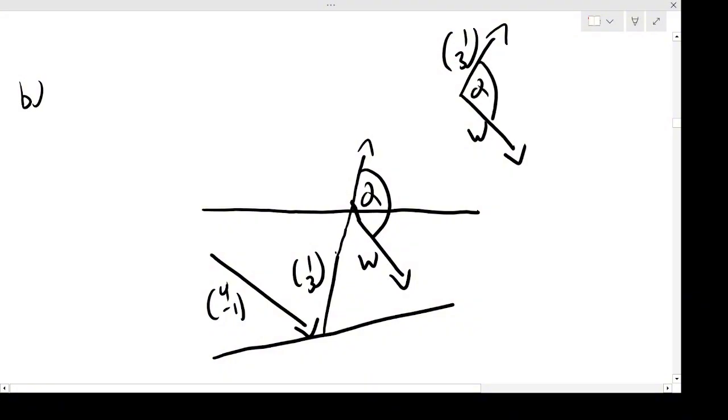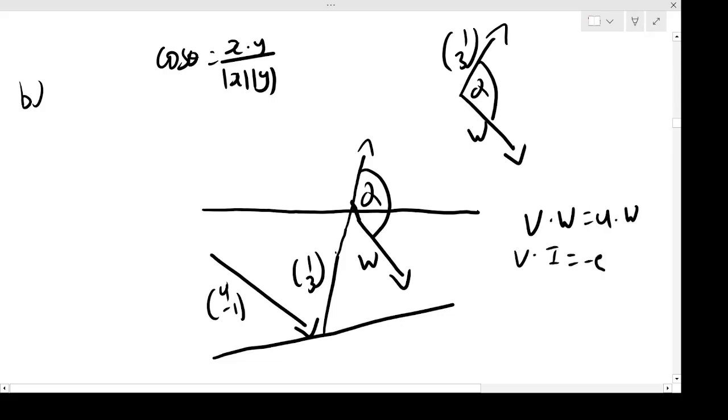So I can just use my standard cosine formula, again x dot y over mod x mod y. Now, the only difficulty is I don't have the vector for w. So to find my velocity here, actually I could just compare coefficients because it's a completely horizontal wall, but I'm just going to use the formulas again. So remember, that is v dot w is u dot w, and v dot i is minus e u dot i.